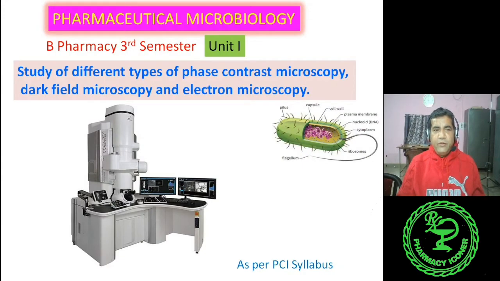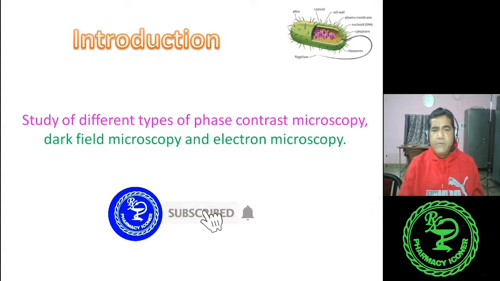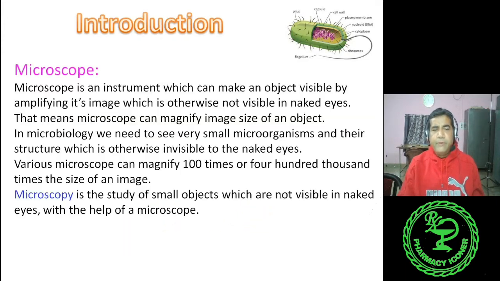Today we will discuss different types of microscope. Study of different types of phase contrast microscopy, dark field microscopy and electron microscopy. We will discuss it as per the PCI syllabus of B Pharmacy 3rd semester Unit 1. This is your syllabus of Unit 1. Study of different types of phase contrast microscopy, dark field microscopy and electron microscopy.